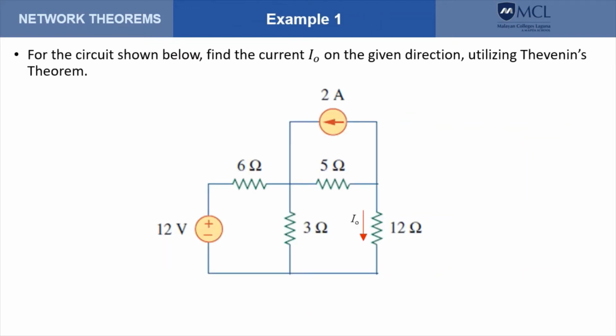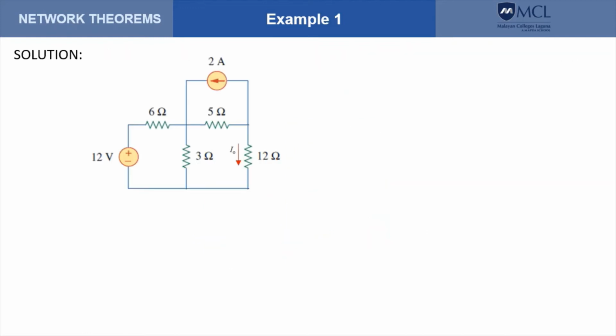So let's apply our knowledge so far in this example. This example is the same as the one that we did using superposition. Again, we are asked to find the current through the 12 ohms, but this time using Thevenin's theorem.